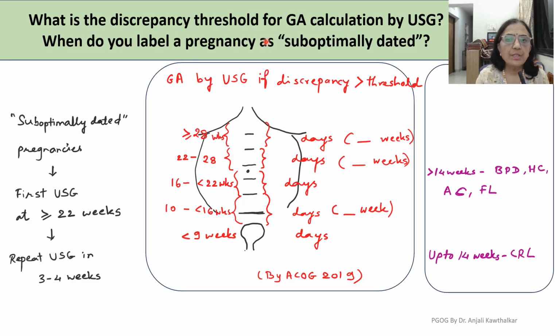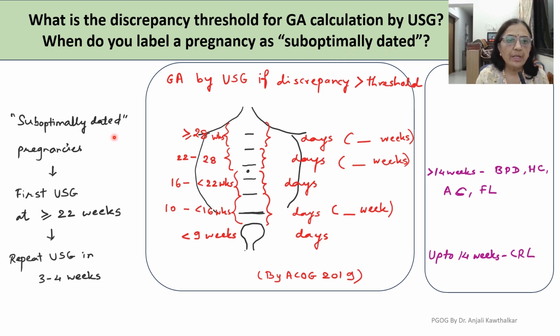So what is the discrepancy threshold for gestational age calculation by ultrasonography? And when do you label a pregnancy as suboptimally dated pregnancy? Remember that whenever you use any terminology in an examination, you are yourself guiding your practical examination in that direction. Suppose you say that there are some pregnancies which are suboptimally dated, it will be expected that you should know about that.